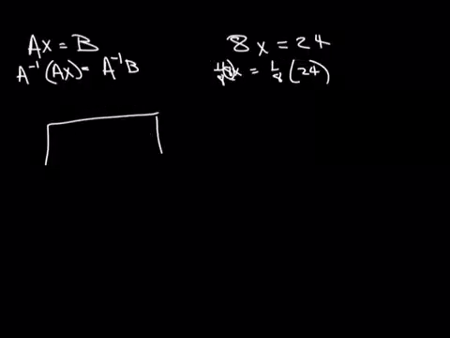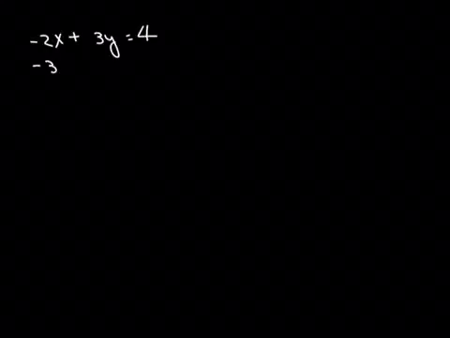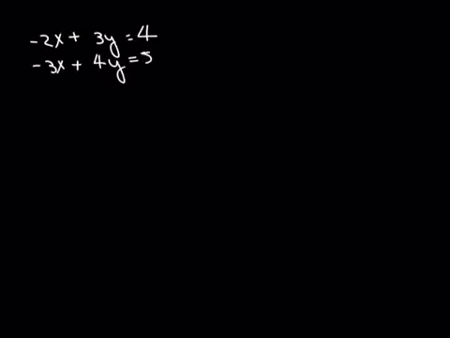So knowing that, let's go ahead and look at example 5. Only one example here because we're not going to go very deep into it in this lesson. So let's put number 5 up here. We have negative 2x plus 3y equals 4, negative 3x plus 4y equals 5. What we're going to do is write an equivalent matrix equation in the form AX equals B.